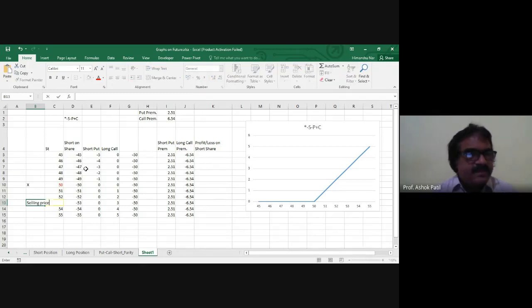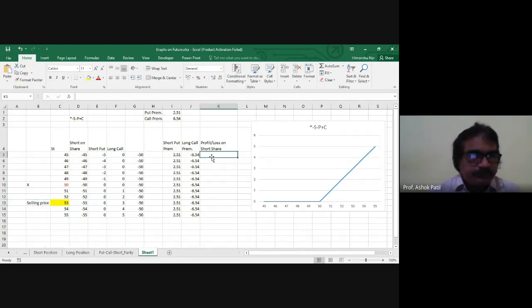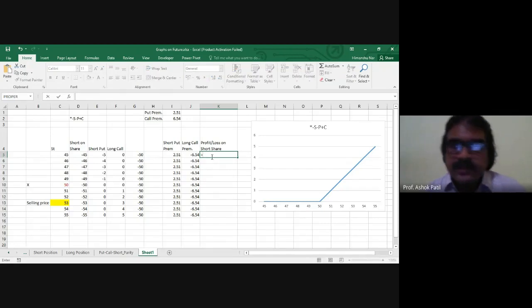So when it is plus, yes, you will say buying price. So if your selling price is this, now you can tell what is the profit on share. What should that be? Now, Nikhil, can you please tell that?